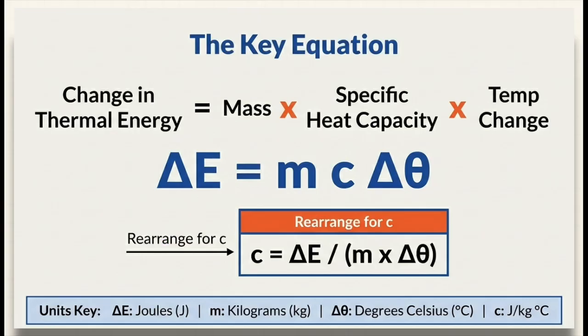And this is the equation that holds it all together. That little triangle, that's the Greek letter delta, and in physics, it just means change in. So the change in thermal energy is equal to the mass times the specific heat capacity times the change in temperature. You have to know this one by heart.